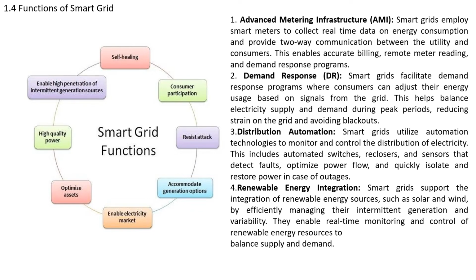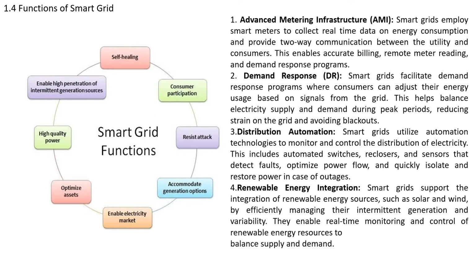Real-time monitoring is achieved through the advanced metering infrastructure. These smart grids employ smart meters, which consist of voltage sensors and current sensors, and they will collect real-time data of energy consumption and provide two-way communication between the utility and consumers. So this enables accurate billing, remote meter reading, and demand response programs.